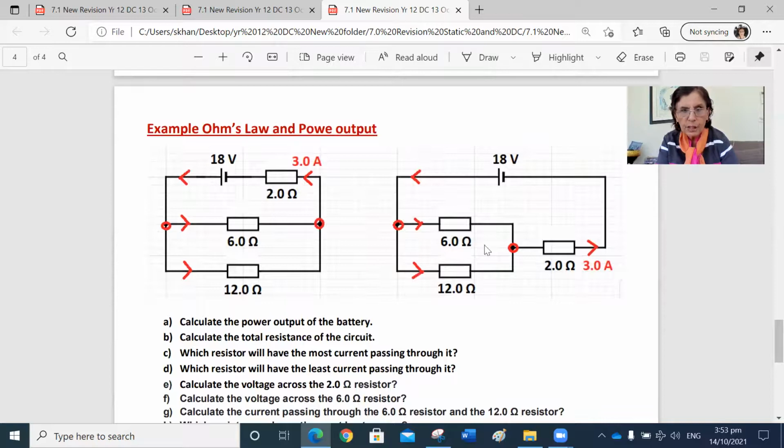Altogether, if we add all those three values that we've just calculated, that will be equal to the power provided by the battery. That will be 54 watts. So that's all for this DC electricity. These are the two main things, the power calculation and using Ohm's law.